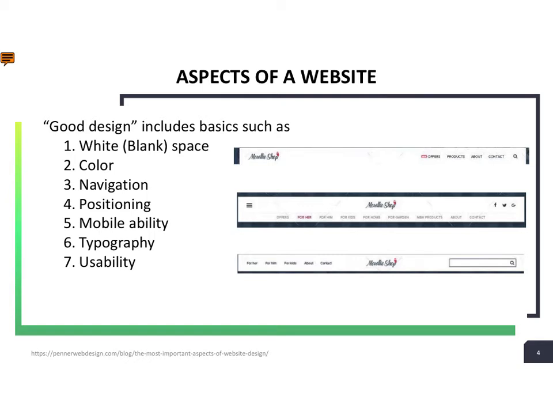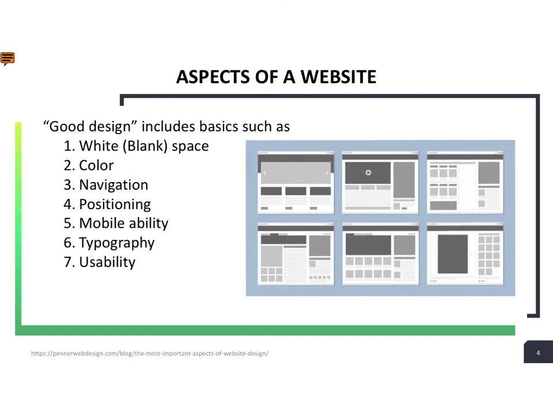The menu and buttons should be in an easy to find place and coincide with where viewers are used to finding these links on a website. At least the main menu needs to be on every page. The fourth one is positioning and alignment.